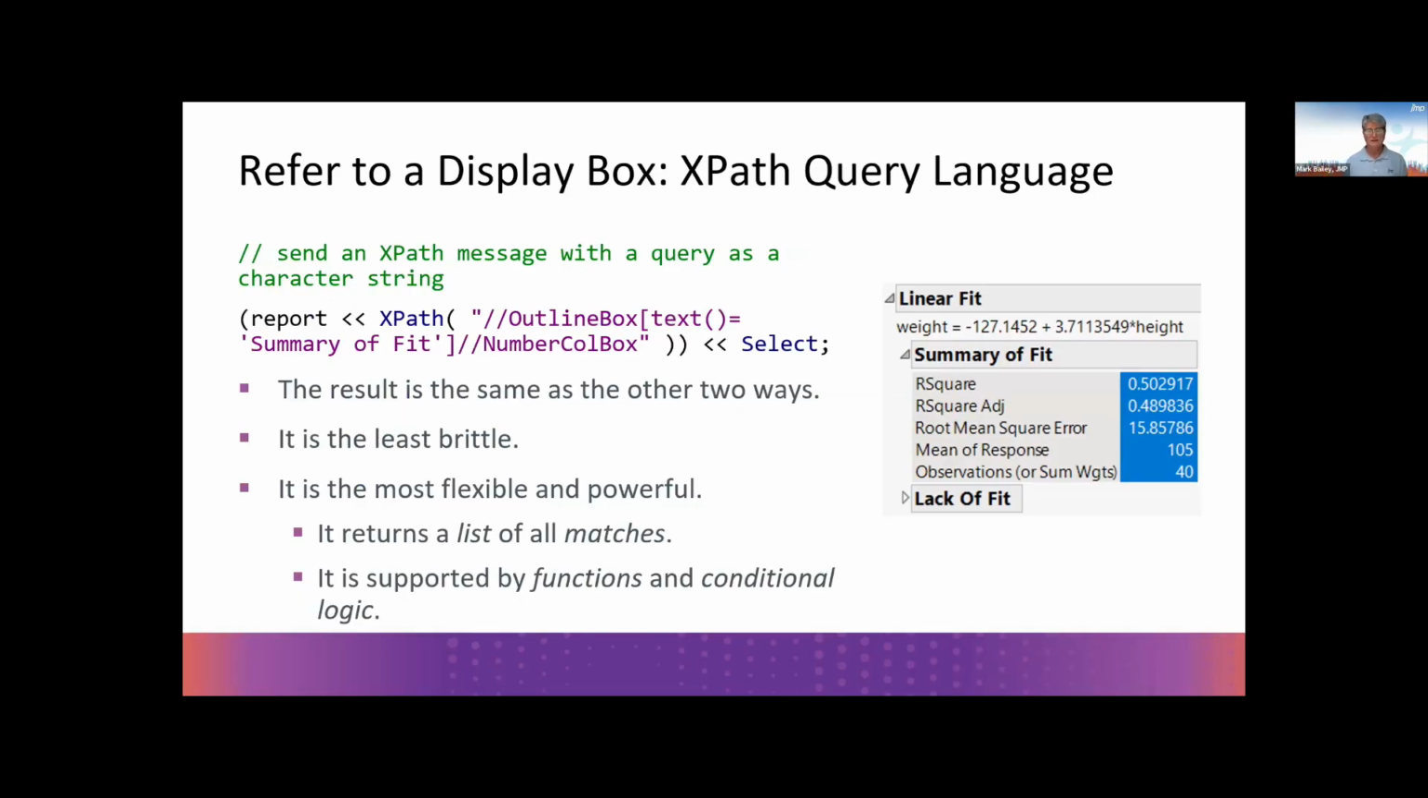And the third way is to use the XPath query language. In this case, we send the XPath message to the report, and it takes a single argument. It's a character string that comprises the search string to get what we want.